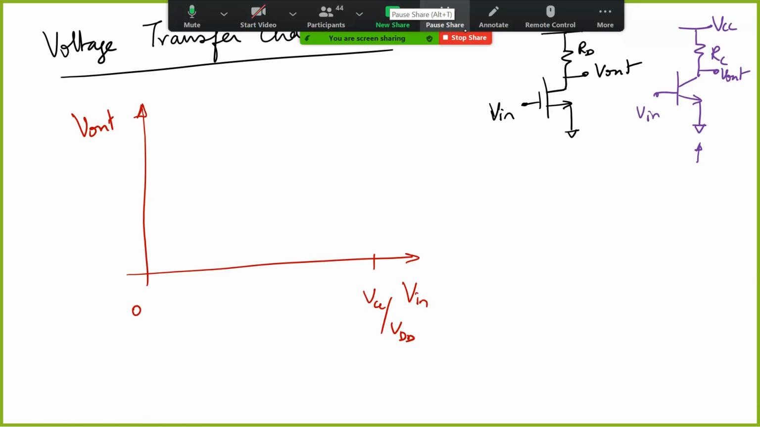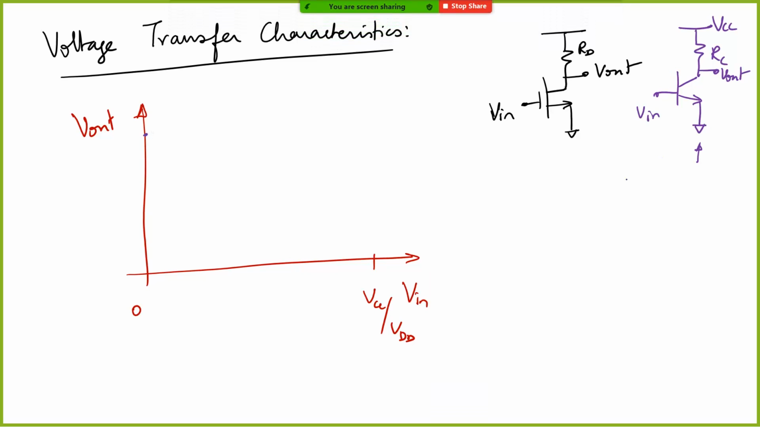Maybe you can unmute and answer. It will be VCC, correct? Because when V in is 0, IC is 0, correct? So if IC is 0, V out, which is written as VCC minus IC times RC. Okay. So if IC is 0, V out becomes equal to VCC. Alright. If there is no current flow across the resistor, then the voltage drop across the resistor is 0, and therefore both the nodes will be at the same potential. Okay. So in this case, it is going to be at VCC.